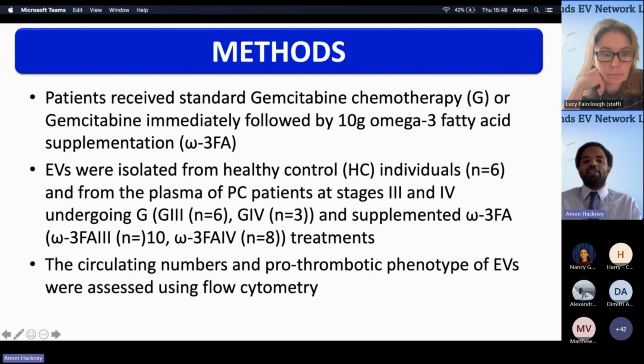We isolated the EVs from these patients using serial centrifugation, and they were split into 5 groups: the healthy control, stage 3 patients receiving gemcitabine, stage 3 patients receiving the supplementation, and then the same for stage 4. The circulating number of these EVs and the prothrombotic phenotype was assessed using flow cytometry and staining.